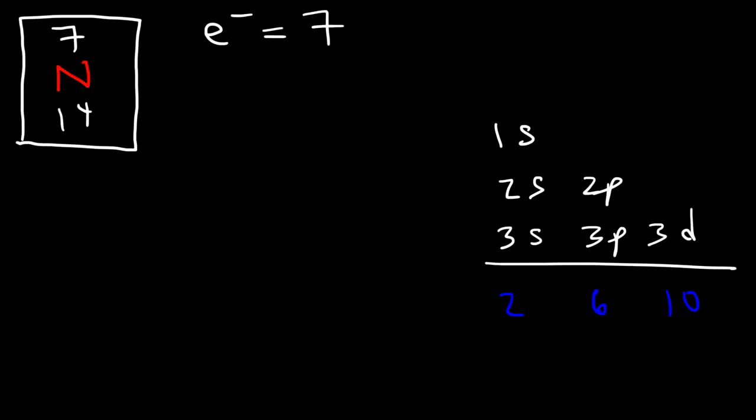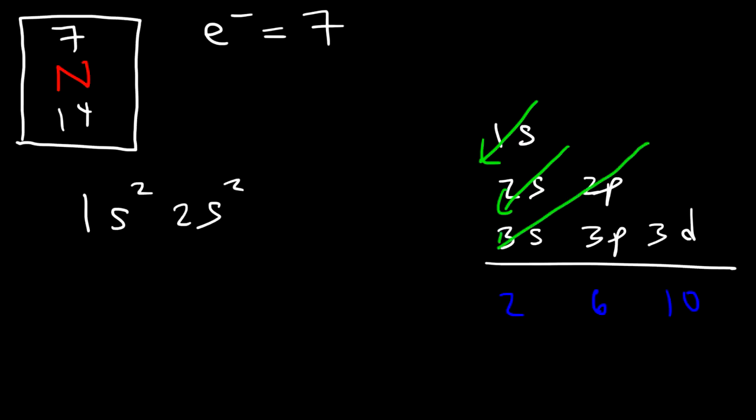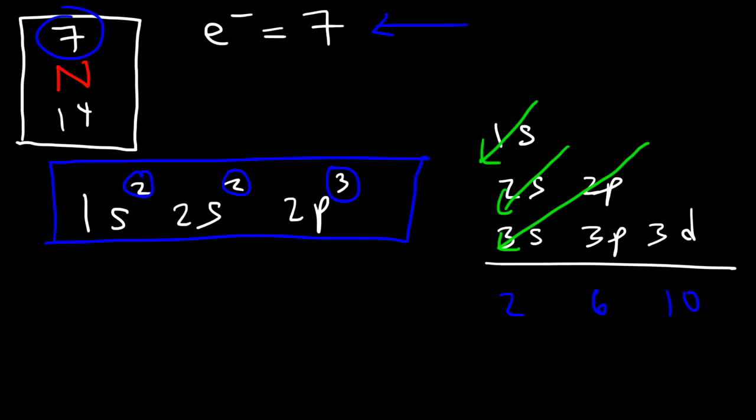So here's what we need to do. First, start with 1s. I'm going to write 1s2 because s can hold up to 2 electrons. Next, move on to the 2s sublevel. 2s can also hold 2 electrons. And then after 2s, you want to go to 2p and then 3s. Now 2p can hold 6 electrons, but we only need 3 more, because if you add the exponents, 2 plus 2 plus 3 is 7. So once you get up to this number for atoms, you can stop. This is the electron configuration for an atom of nitrogen.